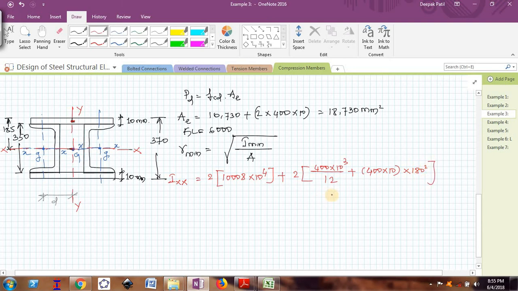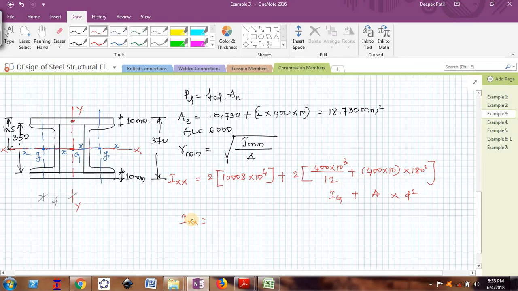So this is actually from the parallel axis theorem, that is IG plus A into D square. IG is the moment of inertia about its own central axis, and D is the distance of the CG of that shape up to the axis on which we are finding the moment of inertia, right? So I will find out the value of IXX and tell you how much it will come.